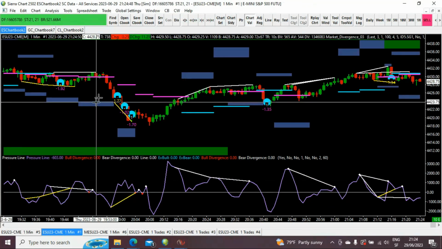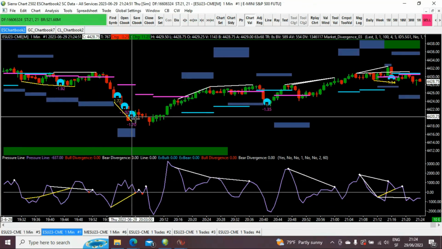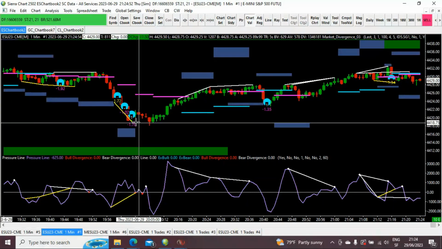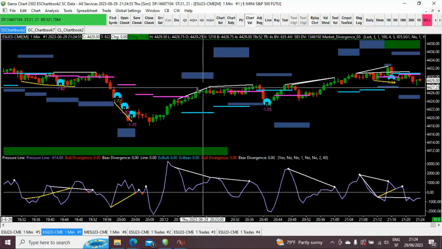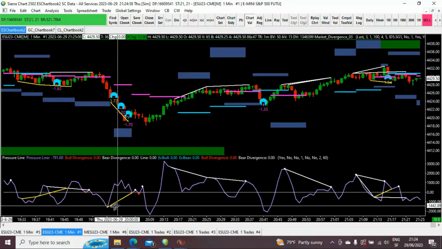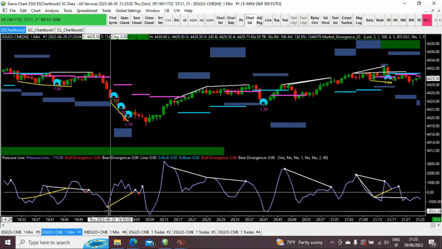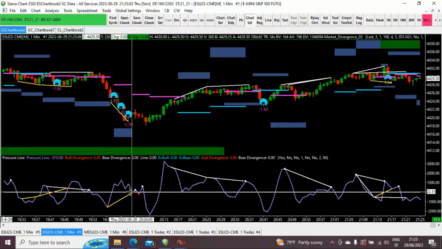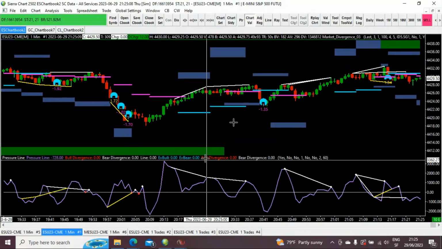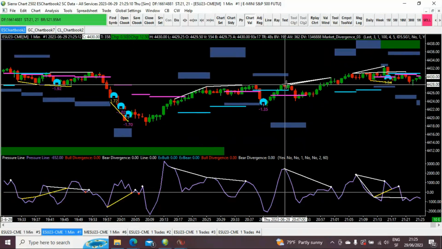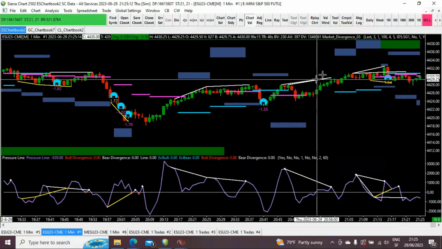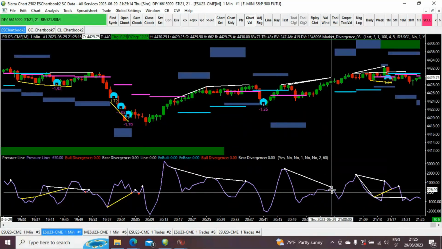So here, for example, yellow line means it's a bullish divergence. White line means it's a bearish divergence. So you can see that clearly as on this down move here, price is moving down, but the pressure line was moving up. On the opposite side of things, here we had price moving up, with the pressure line moving down.